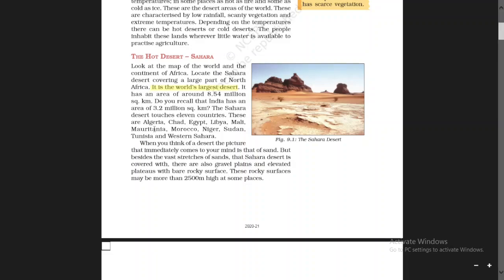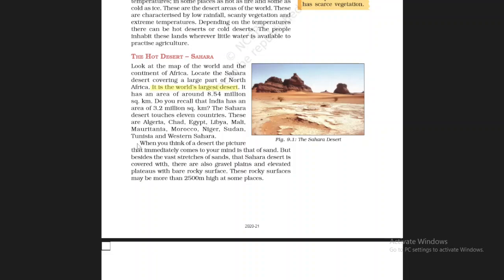The Sahara Desert touches 11 countries. See the location of the Sahara Desert, boys, it touches 11 countries. These are Algeria, Chad, Egypt, Libya, Mali, Mauritania, Morocco, Niger, Sudan, Tunisia, and Western Sahara. So these are the countries touched by the Sahara Desert.